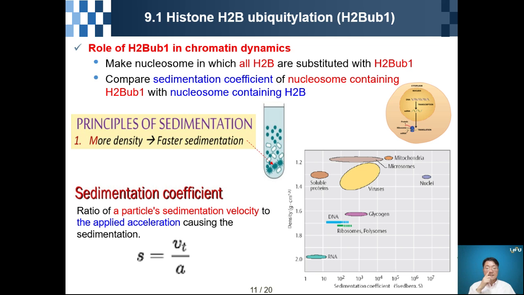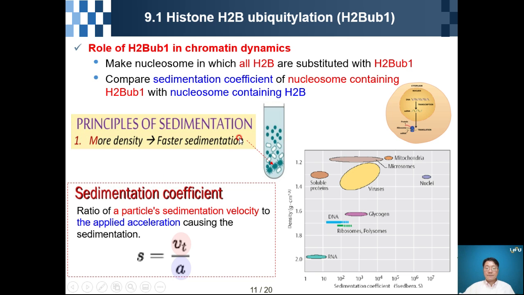So what is the sedimentation coefficient? Actually, the sedimentation coefficient is the ratio of a particle's sedimentation velocity to the applied acceleration causing the sedimentation. This A is the acceleration. But this is very difficult to understand, so I will show you another example.